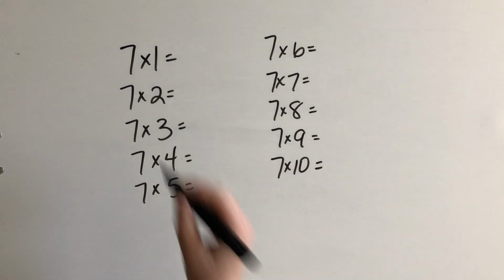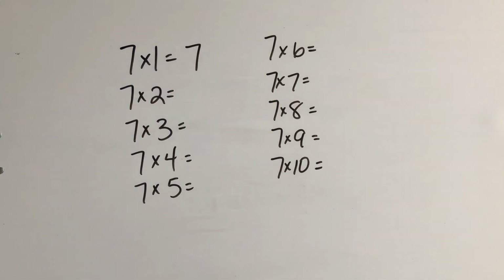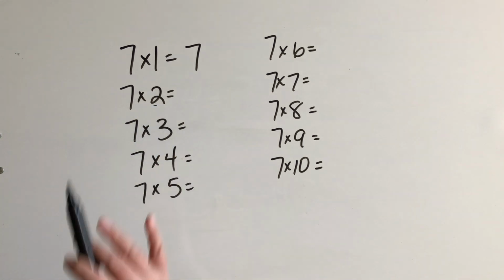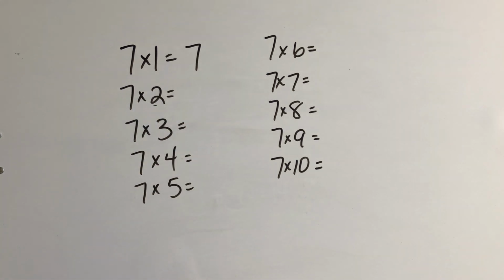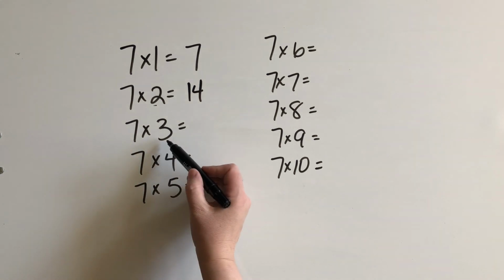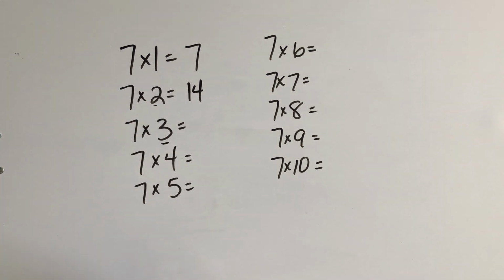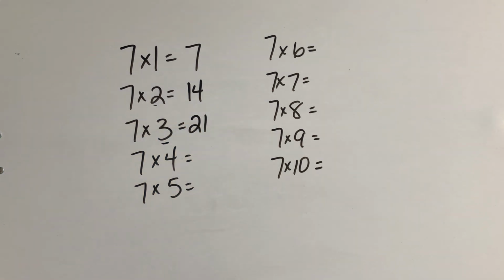So 7 times 1, I know that that's 7 because I know that anything times 1 is itself. 7 times 2, I'm going to think about the double. So when I multiply by 2, I know I can think of the addition doubles. So 2 groups of 7 is like saying 7 plus 7. So that's 14. When I multiply by 3, I know I can use the double. So 2 times 7. And then I can just add another group of 7. So I had 14, I'll add another group, and that makes 21.